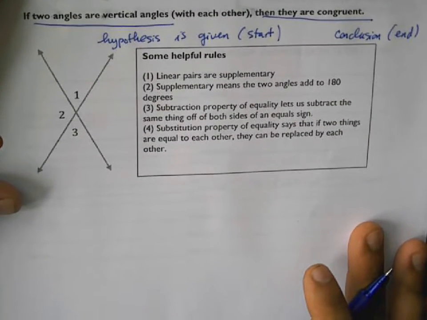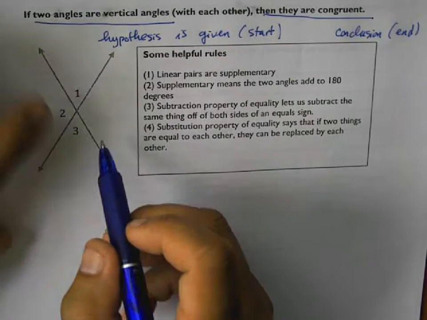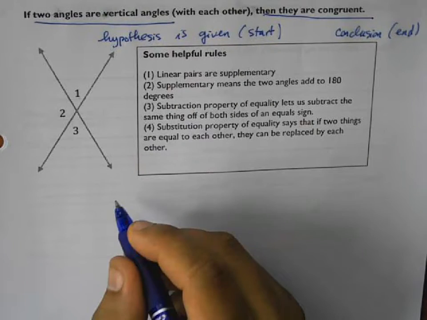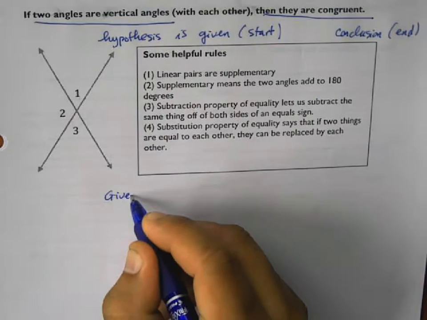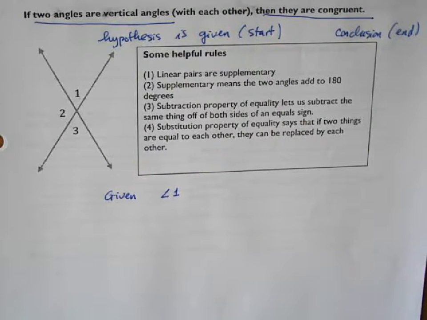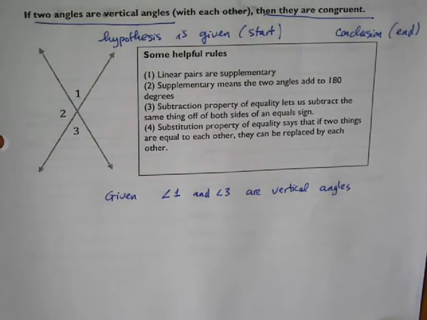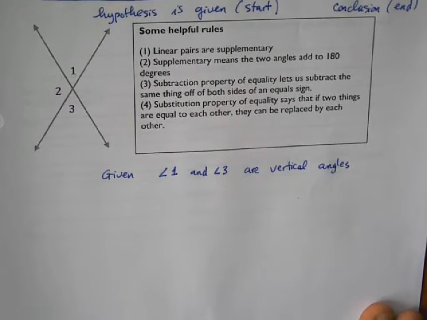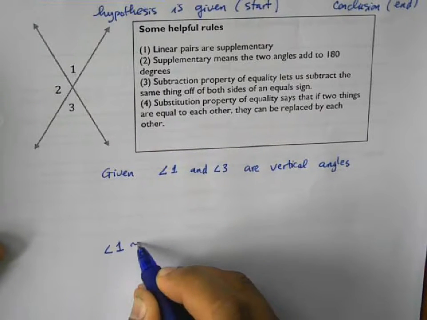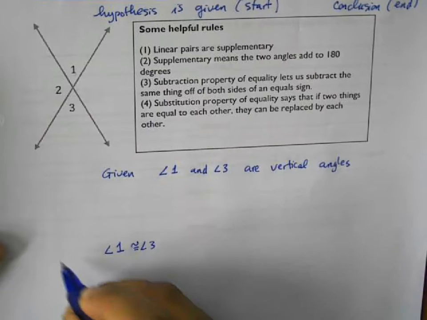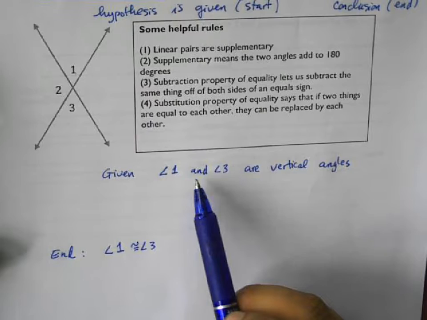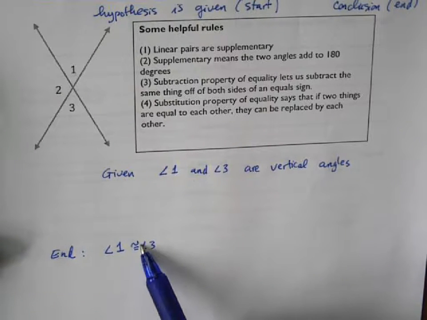So what I'm going to start out with is using this picture here. You can see that angle 1 and angle 3 are vertical angles. So given that angle 1 and 3 are vertical angles, that's how we're going to start. What we're going to end with is angle 1 must be congruent to angle 3. So that's how every single proof will work. You have a starting statement and then you have an ending statement.